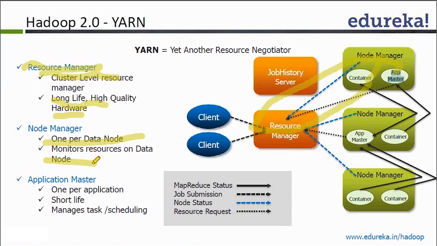Application master, it's going to be one per application. So MapReduce will have its own, Hive will have its own. Whenever you submit a particular kind of job, this application master will come into the picture, and then it will start managing the life cycle of all the processing inside your application.